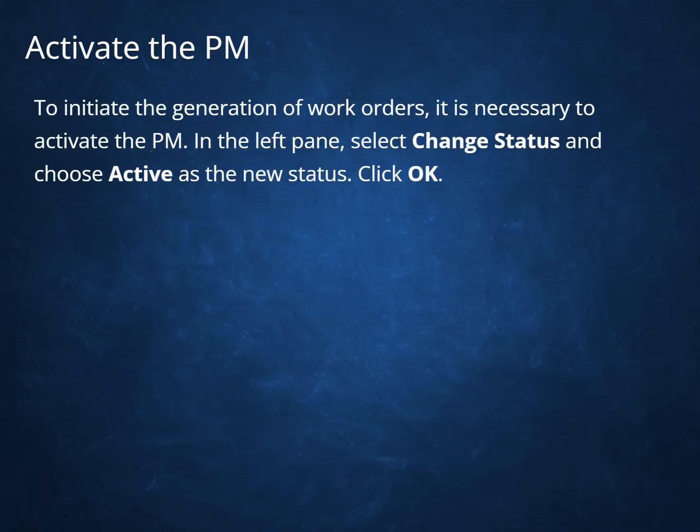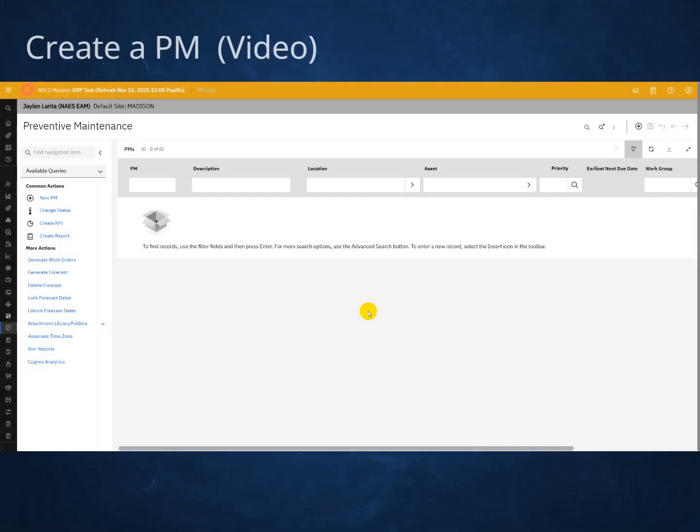Activate the PM. To initiate the generation of work orders, it is necessary to activate the PM. In the left pane, select Change Status and choose Active as the new status. Click OK.